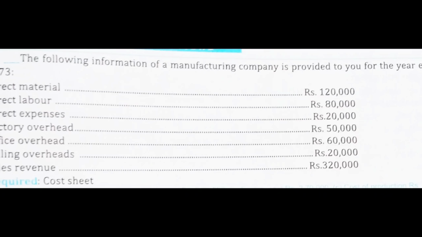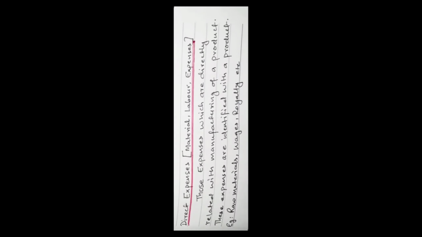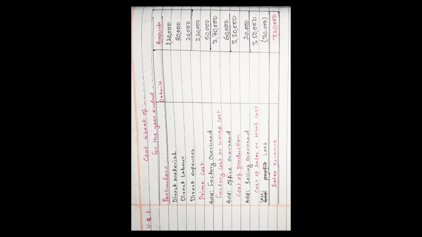It has provided us the sales revenue. The question is silent about profit or whether there is loss. All the other expenses, direct and indirect, are given. We don't need to calculate each overhead in this question. So this question is very simple. This question will teach us only how to prepare a cost sheet. So let's see its solution, which I have done here.